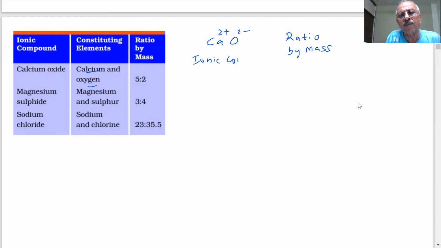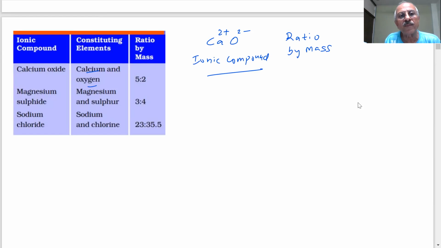What is the definition of a compound we told you, students? What was the law of definite proportion? When a compound is formed, what happens? It has a fixed proportion by mass of the elements.